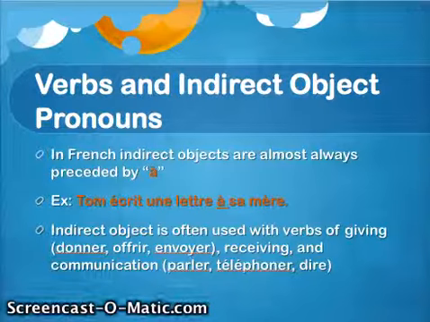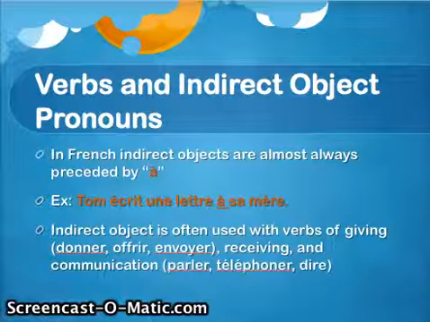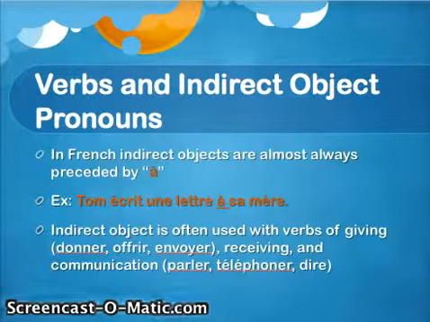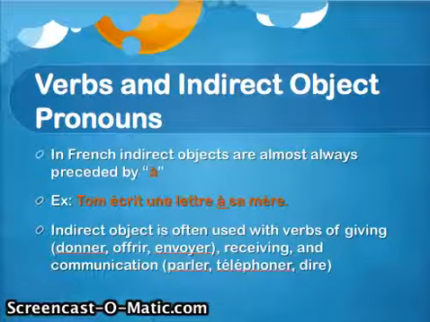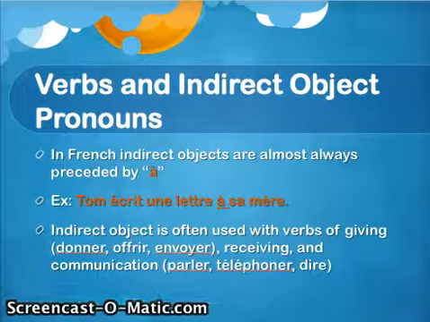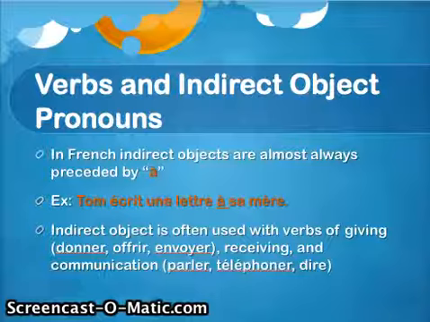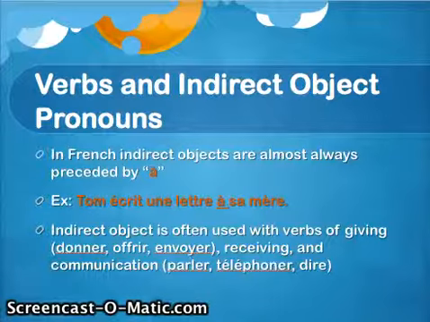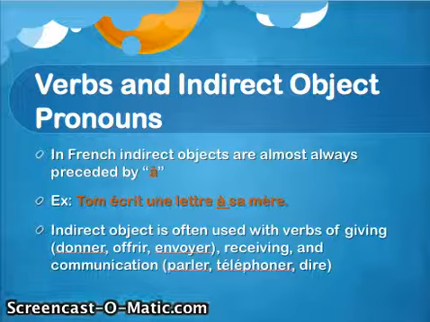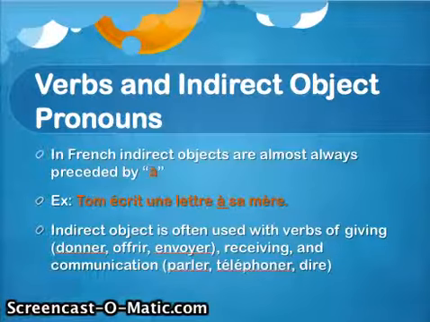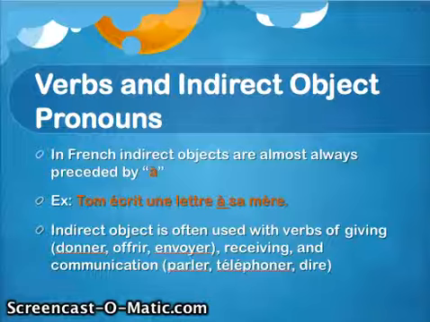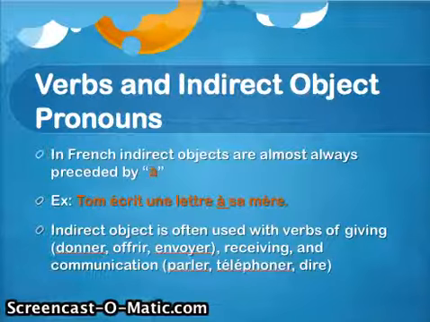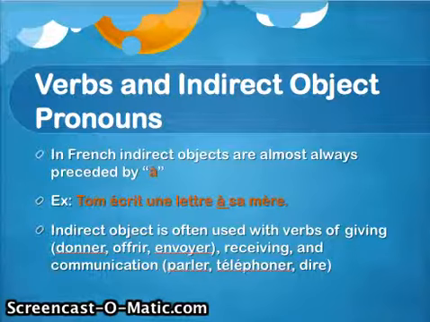In French, you will always use a preposition à when you're talking about indirect objects. For example, in English, you don't have to say Tom is writing a letter to his mom. You can just say Tom is writing his mom a letter. So you can omit that too. In French, it doesn't work that way. You have to have that preposition à that indicates this quote-unquote to or for, that pretty much gives you a clue as to who the recipient is.